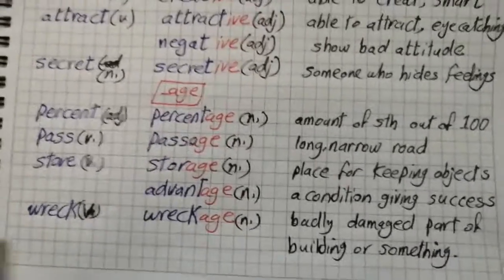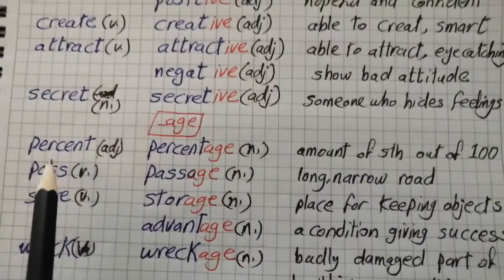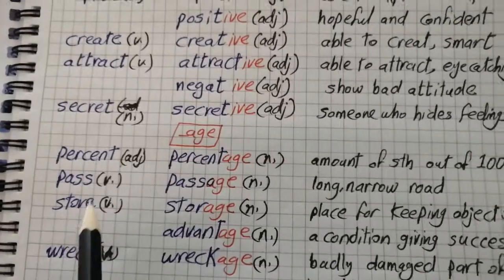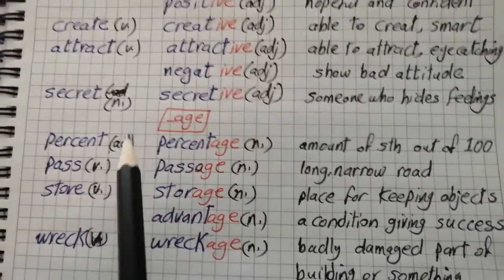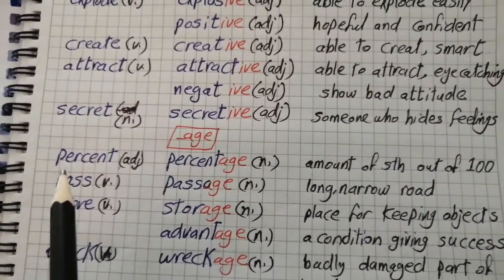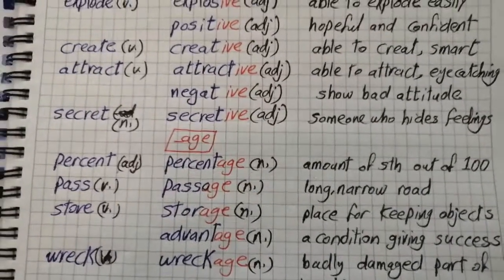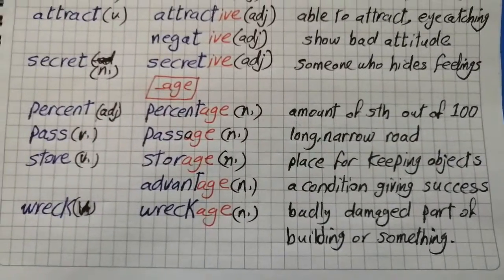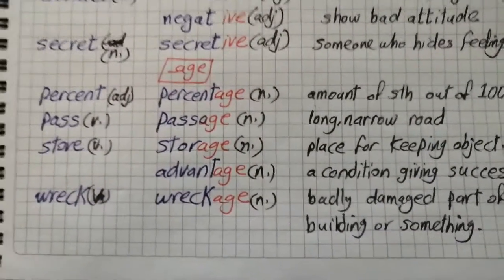The last suffix here, I have AGE. Change, of course, the part of speech. As you can see, this is the base word, and when I add the suffix, another part of speech. So the first word, percent. Percent is an adjective. When I add AGE, I change it from an adjective into a noun. Percentage. And percentage here is the amount of something out of 100. When I say 100% or percentage.